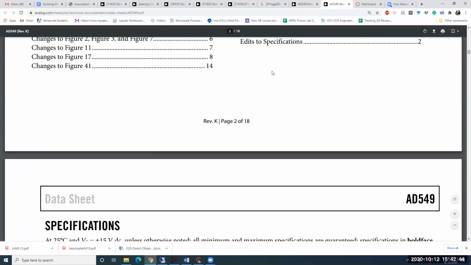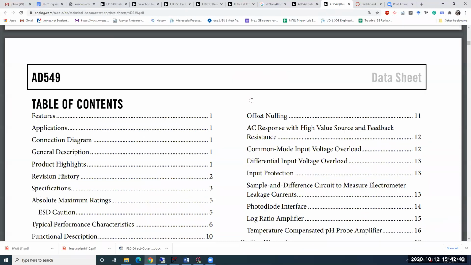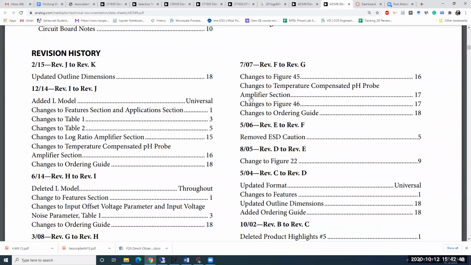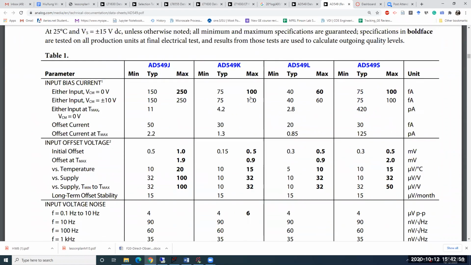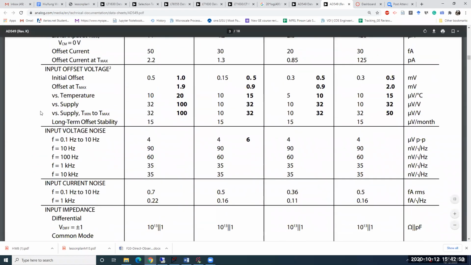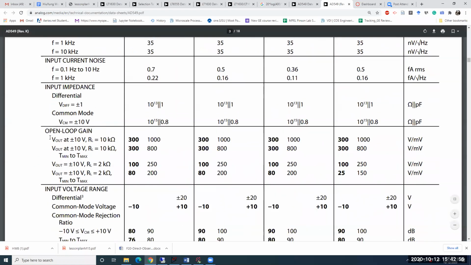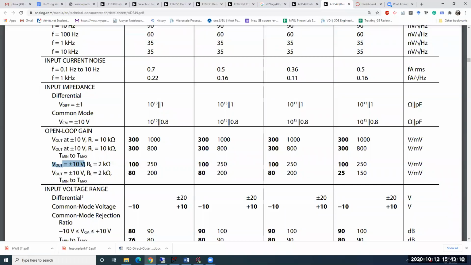So here we have a data sheet, and we can actually recreate the Bode plot from the data sheet. Things that we're looking for today are the open loop gain. And here are the conditions, right? V out between plus or minus 10 volts. That kind of means that your power supplies are, you know, plus or minus 10 volts.